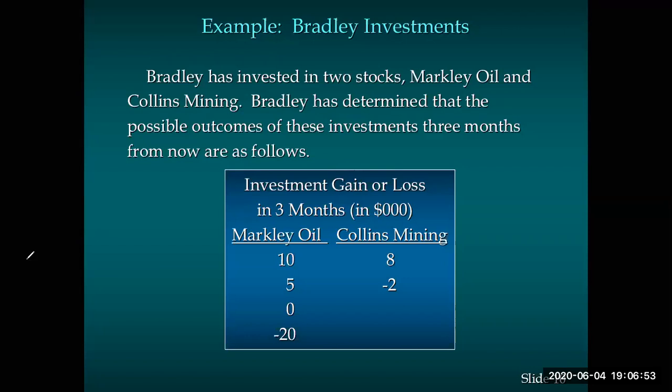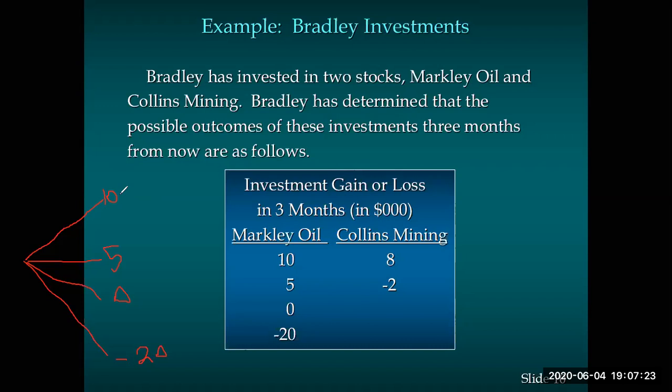So there are 4 possibilities for Markley Oil. Possibility number 1, 10. Possibility number 2, 5. Possibility number 3, 0. And possibility number 4, minus 20. So let me just write those here: 10, 5, 0, and minus 20. These are the 4 possibilities that can happen with the first investment. And then 8 and minus 2.